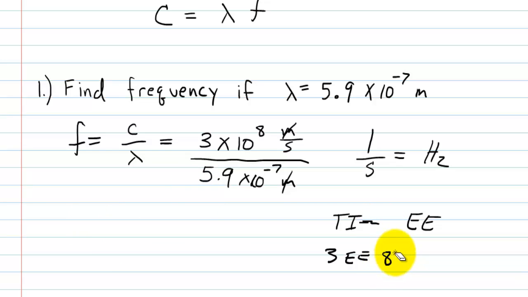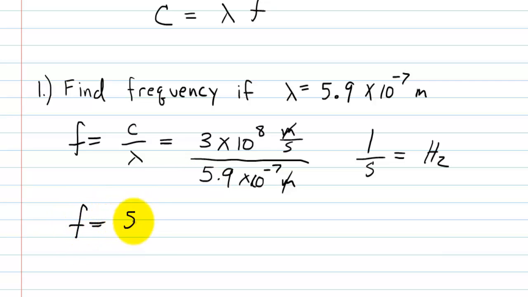And if that really makes no sense, when you see times 10 to the 8, what that really means is 3 with 8 zeros behind it, so you can type it into your calculator that way. Okay, I'm going to give you the answer. That's 3 times 10 to the 8 divided by 5.9 times 10 to the negative 7. The frequency is approximately 508.5 times 10 to the 12.